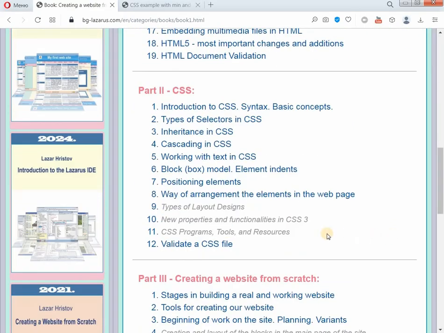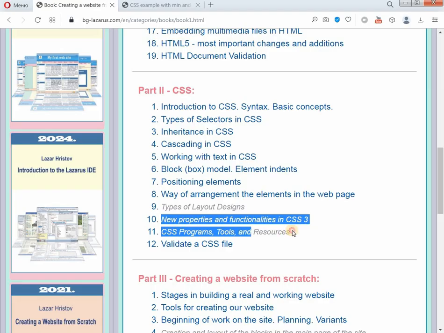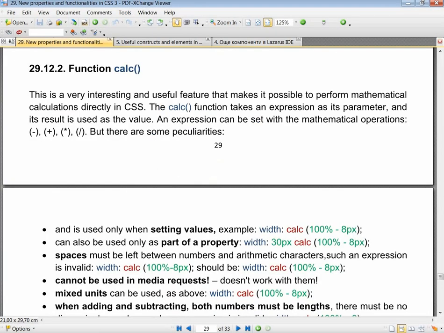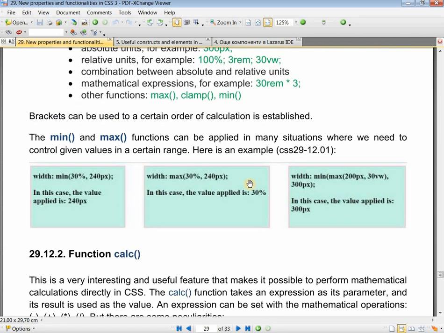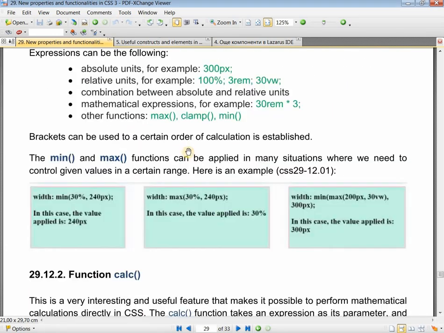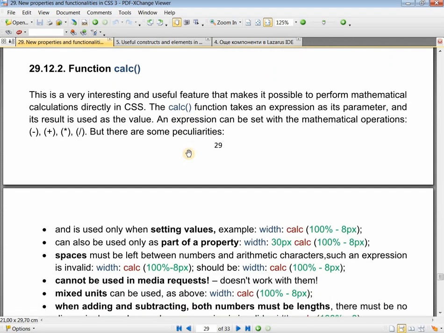Now, here we are at Chapter 10, Features and Functionalities in CSS 3. Let's open the PDF file. Last time we looked at the min and max functions. Now we're going to look at another very interesting function, calc. This is a very interesting and useful function that allows you to perform mathematical calculations directly in CSS.